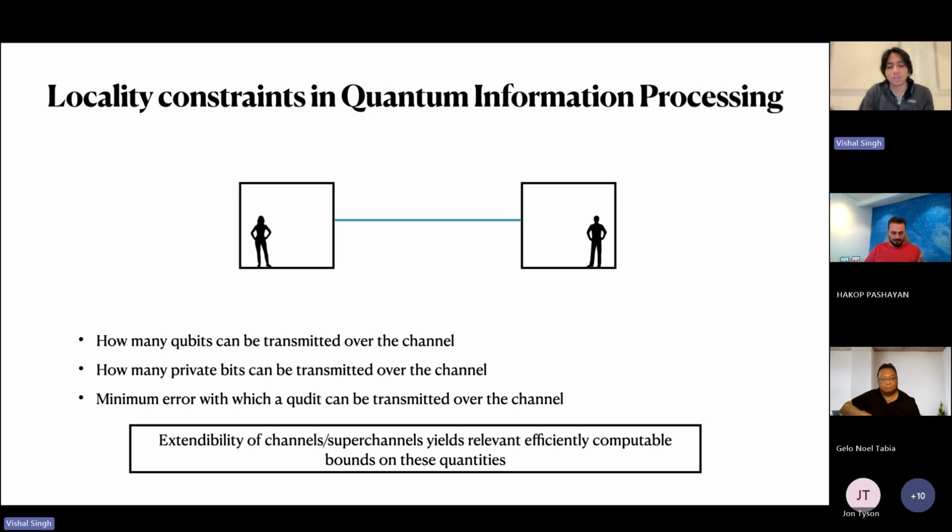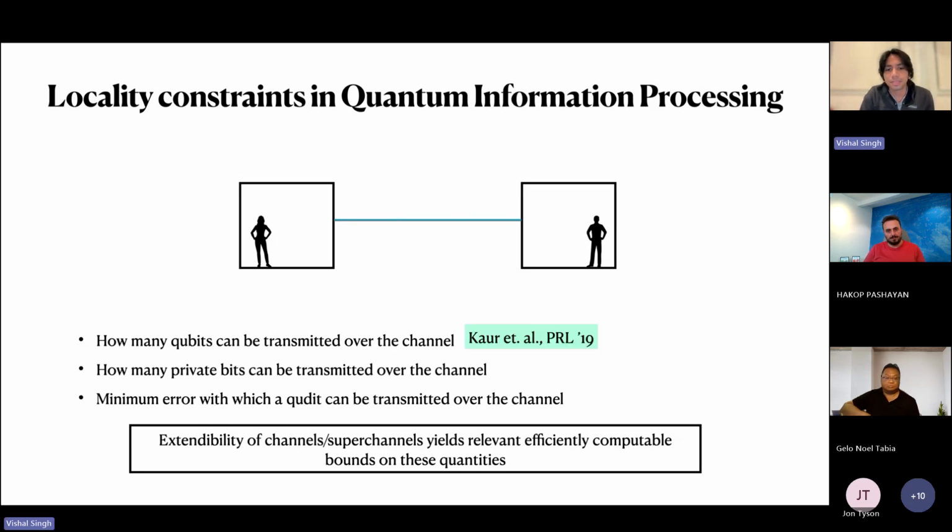I will not talk about superchannels in this talk, but you can just imagine them to be an operation that transforms a channel to a quantum channel. So it's what channels do to a quantum state, superchannels do to channels.